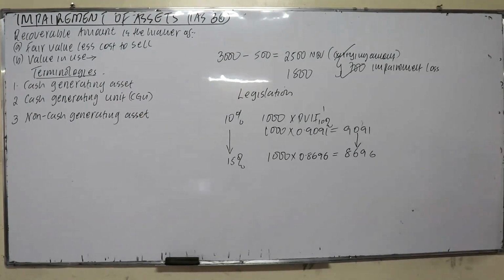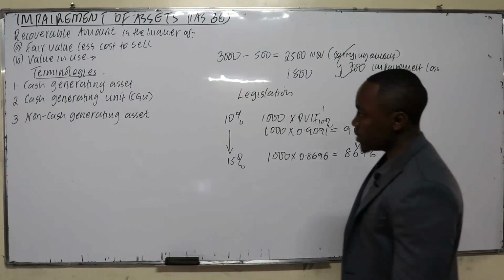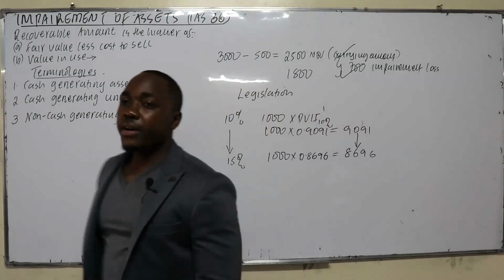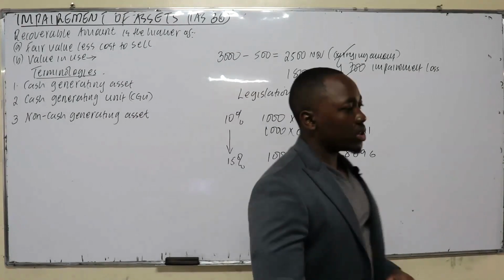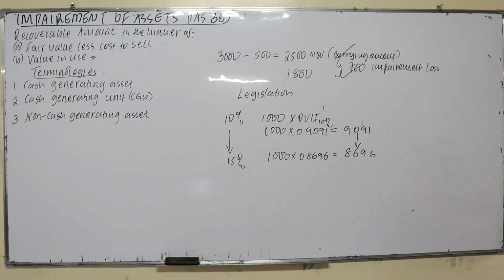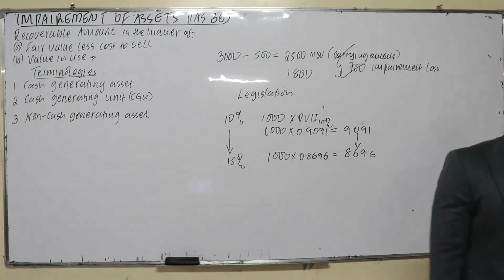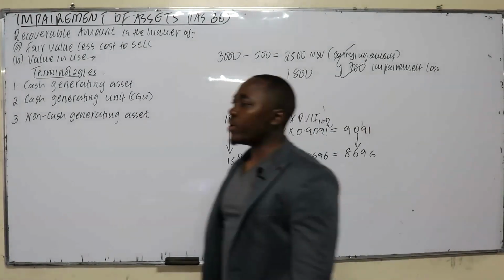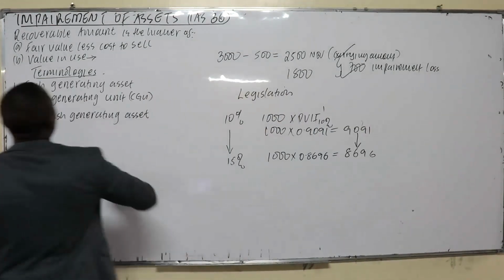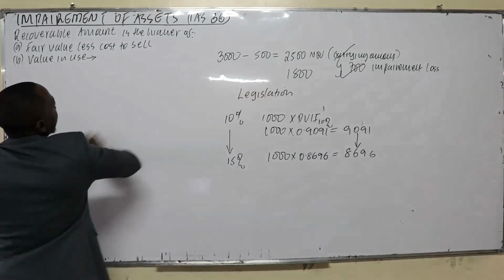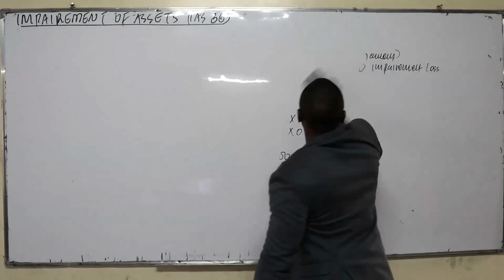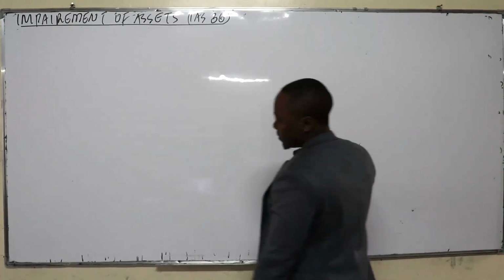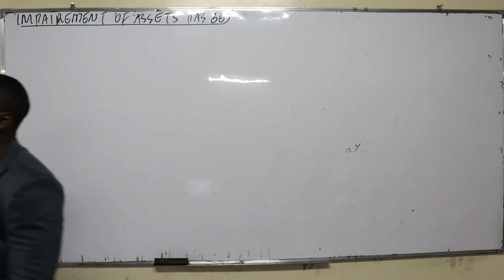Internal indicators. Now, what are some of the internal indicators of an impairment loss? Number one, physical damage of the asset. Number two, evidence of internal inefficiency. That means the asset is not performing as how you expected. Good. So those are some of the indicators of impairment loss.